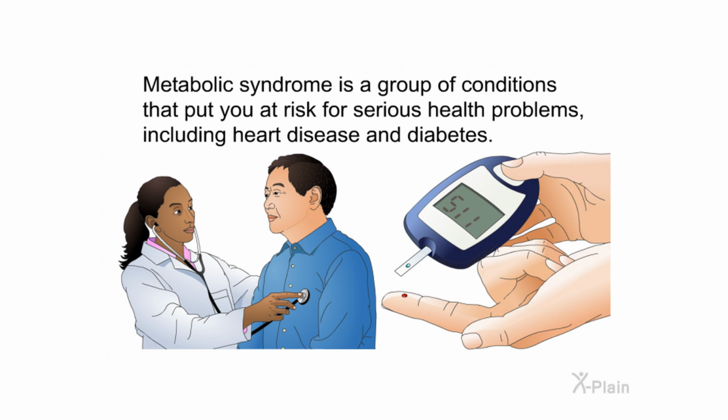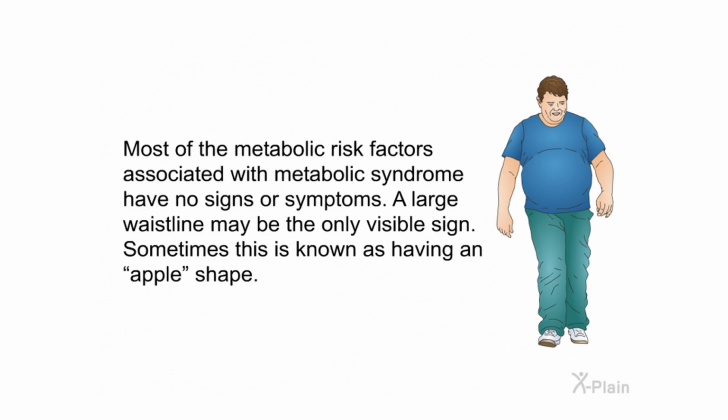Summary. Metabolic syndrome is a group of conditions that put you at risk for serious health problems, including heart disease and diabetes. Most of the metabolic risk factors associated with metabolic syndrome have no signs or symptoms. A large waistline may be the only visible sign. Sometimes this is known as having an apple shape.